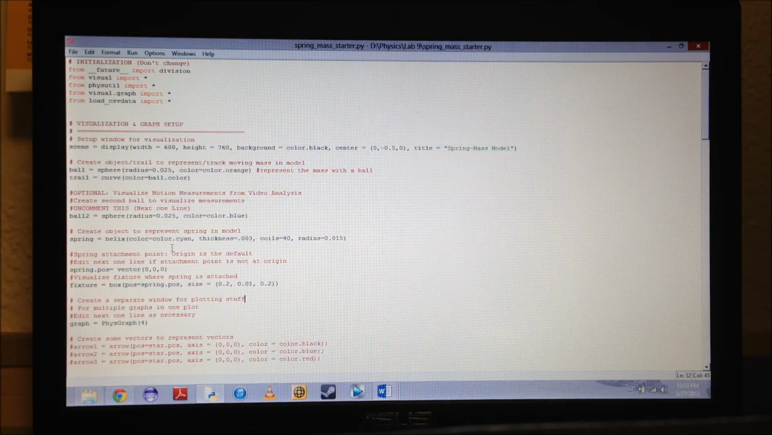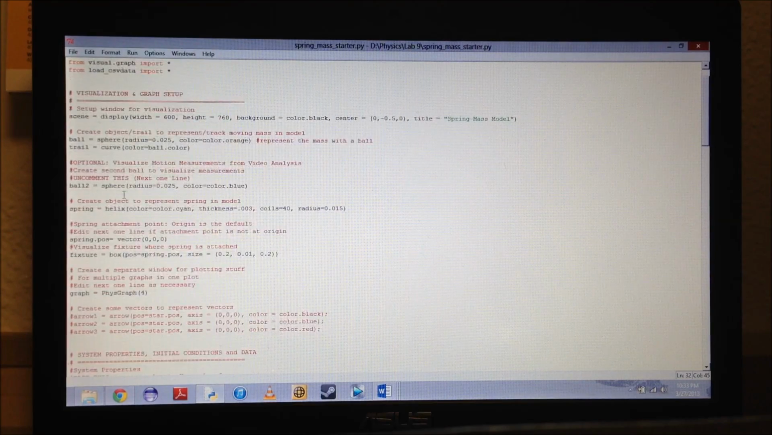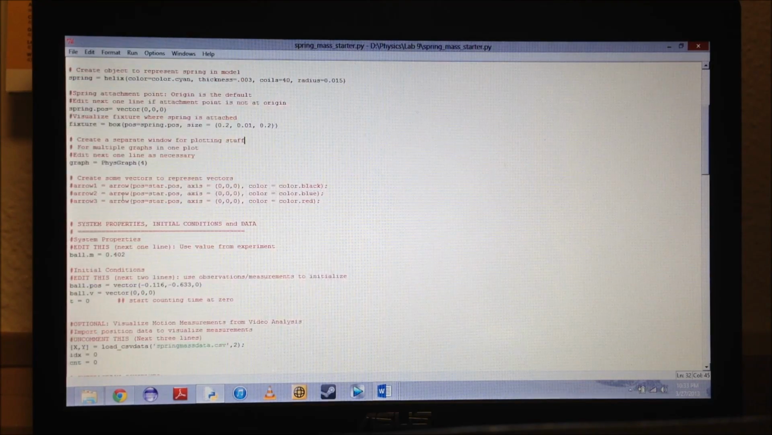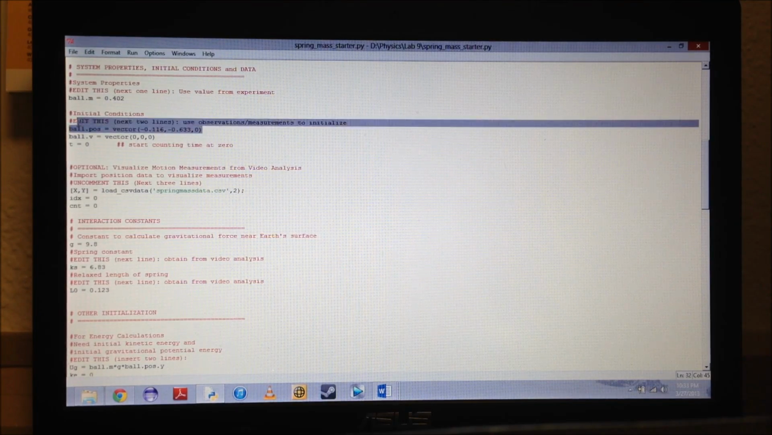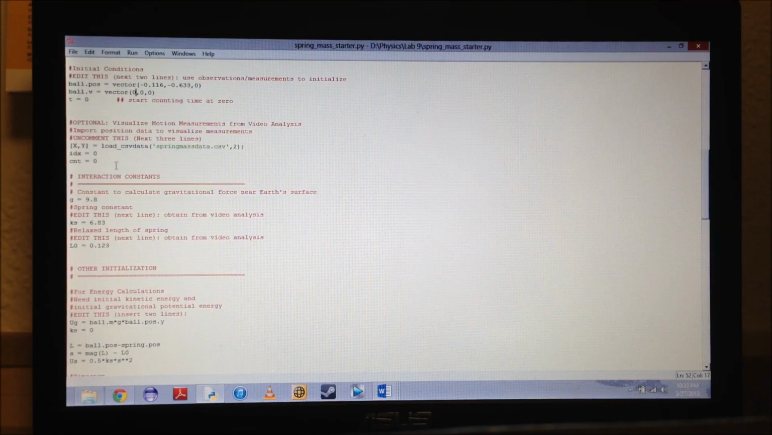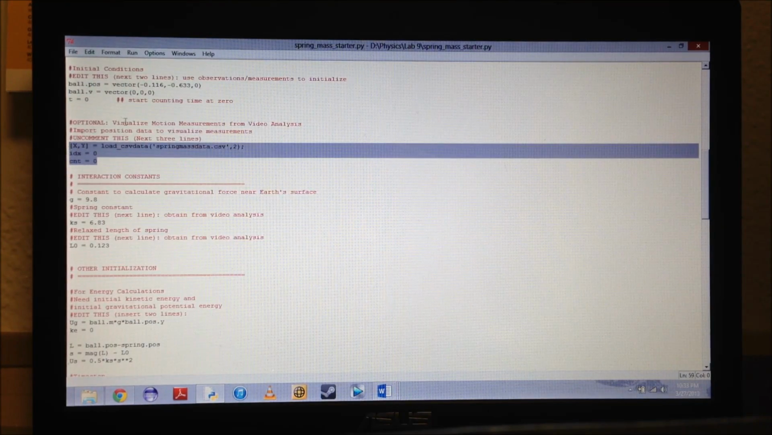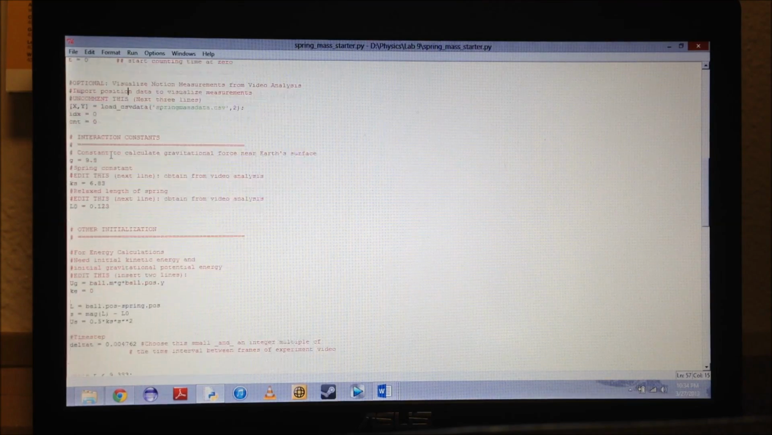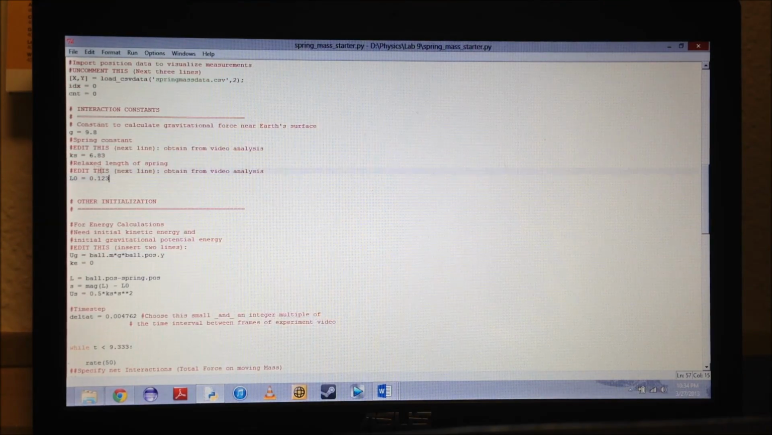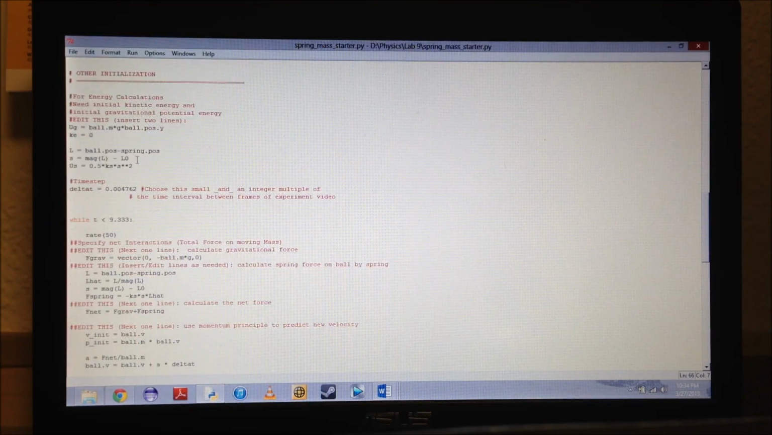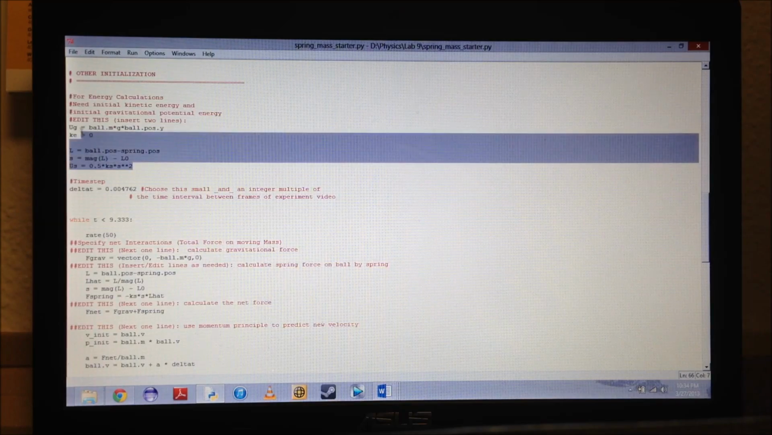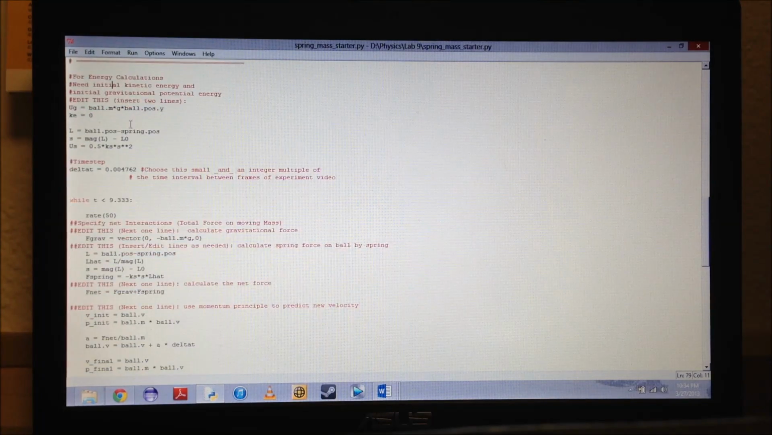Okay, here's my Python program, and we're just going to run through it real quick. Here's where we create both of the balls and the other graphic stuff. And this is where we start getting into the initial conditions. Here's the initial position of the ball. Here's where the program loads the spreadsheet data for the second ball. These are the constants we calculated in the last lab for the spring.